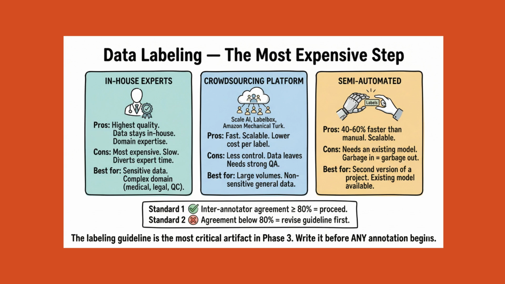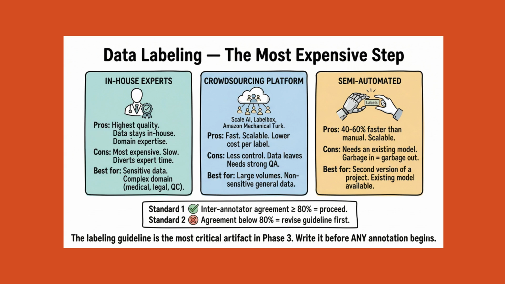For semi-automated labeling, you use an existing model, often a pre-trained model or a model from a previous version, to generate candidate labels, and human annotators review and correct rather than label from scratch. This can reduce annotation time by 40 to 60%. It is most effective when the pre-existing model is reasonably accurate on the target data.